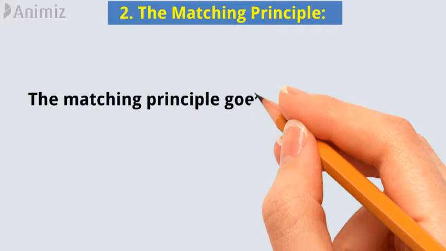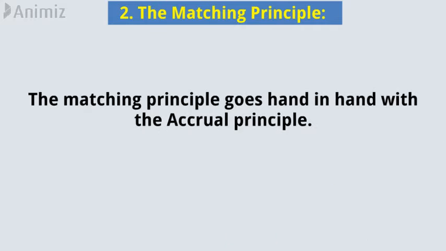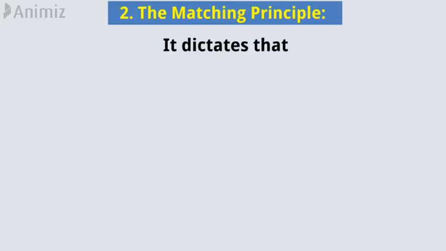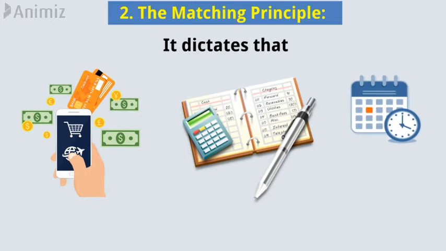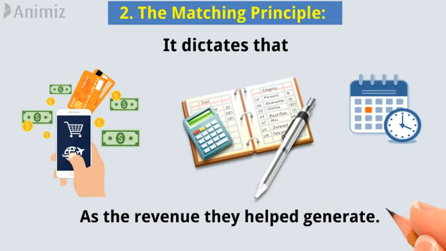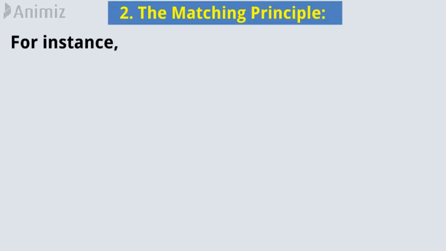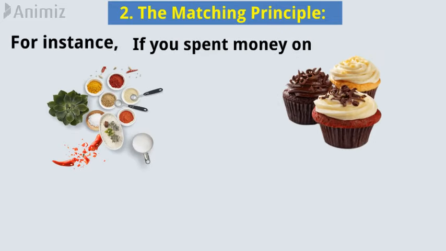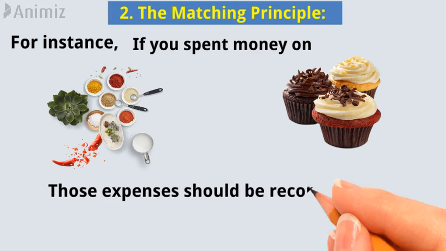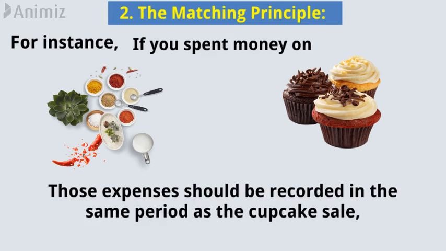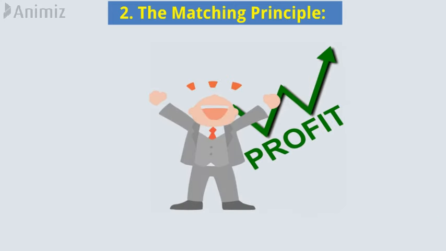Second, the matching principle. The matching principle goes hand in hand with the accrual principle. It dictates that expenses should be recorded in the same accounting period as the revenue they helped generate. For instance, if you spent money on ingredients for the cupcakes you sold, those expenses should be recorded in the same period as the cupcake sale to reflect the true profitability of your business.